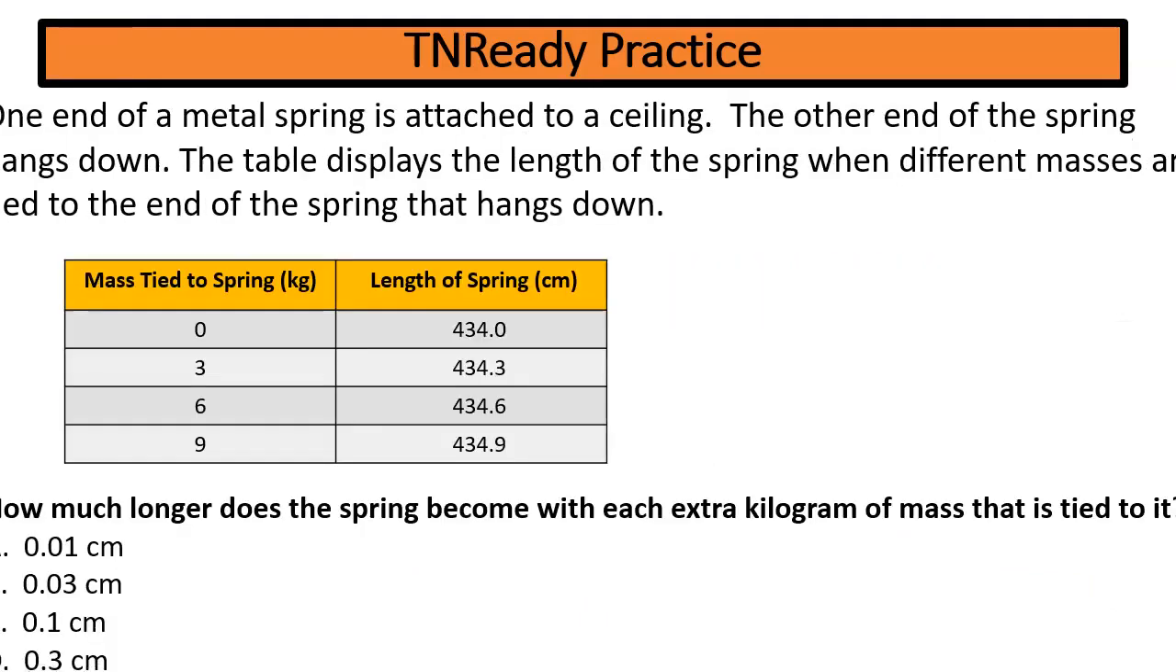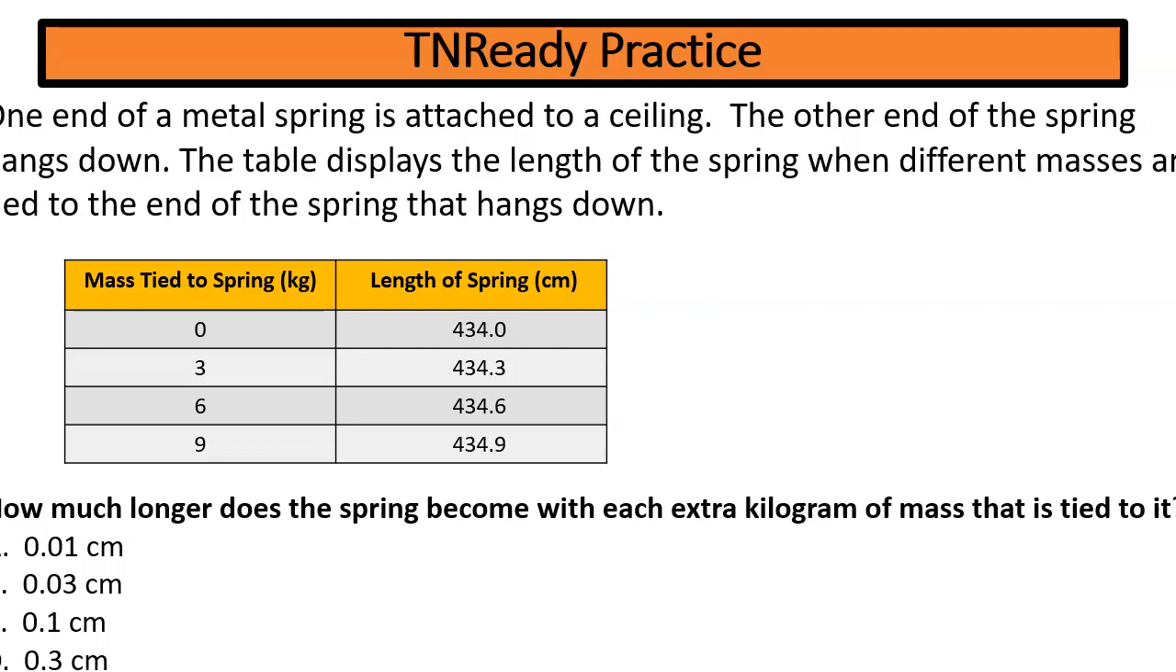So on this one, we have one end of a metal spring is attached to a ceiling. The other end of the spring hangs down. The table displays the length of the spring when different masses are tied to the end of the spring that hangs down. So we have our table here, and this says how much longer does the spring become with each extra kilogram of mass that is tied to it. Again, it doesn't directly say to find the rate of change or slope, but we're giving you a table. And with linear functions, we've been doing just a few things with tables. Finding the initial value, finding the rate of change, writing the equation.